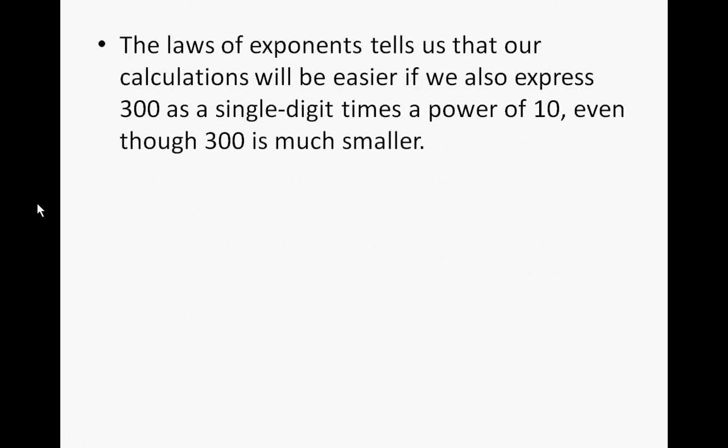The laws of exponents tell us that our calculations will be easier if we also express 300 as a single digit times a power of 10, even though 300 is much smaller. So we're going to represent 300 as 3 times 10 to the 2nd power.